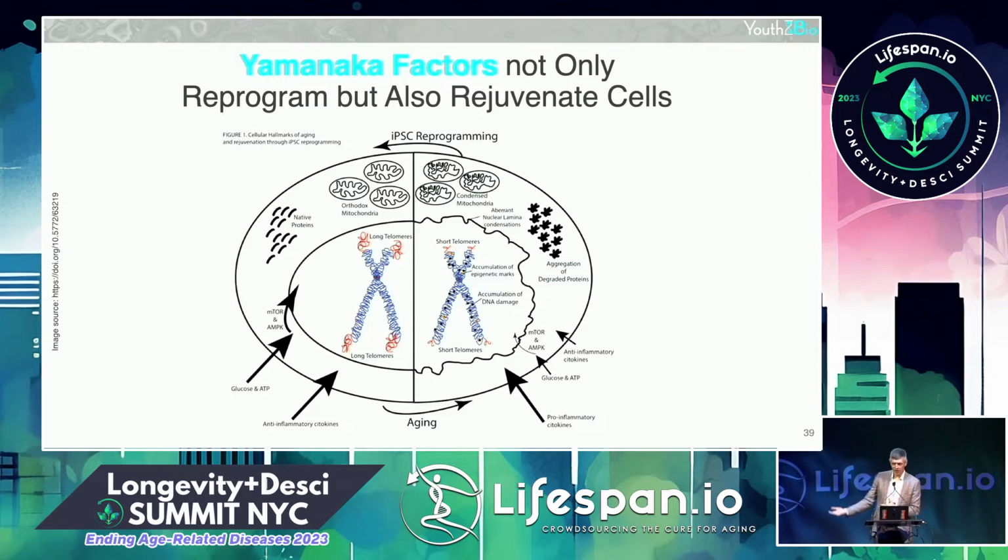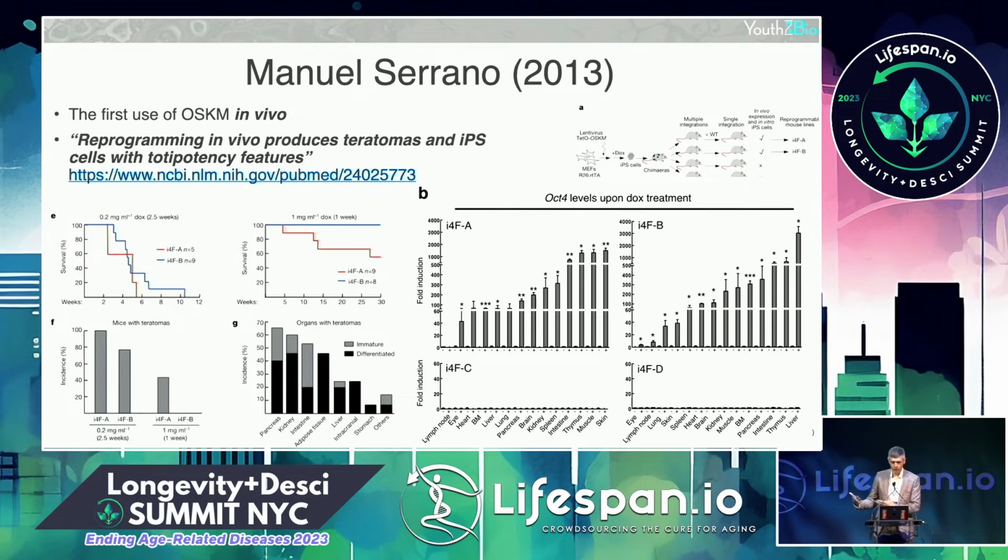And of course, the next logical question was, can we do this in vivo? Can we actually use the power of reprogramming in vivo to rejuvenate cells? And the first attempt was not really successful. I mean, it was successful because it worked, in vivo reprogramming worked, but unfortunately the mice died.